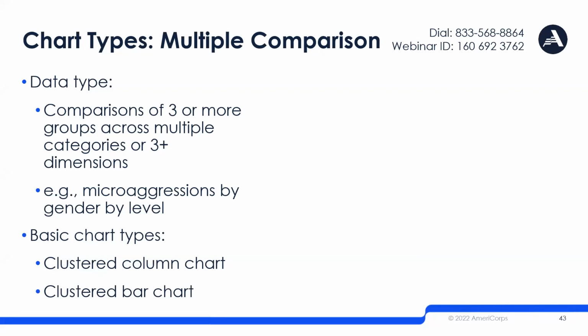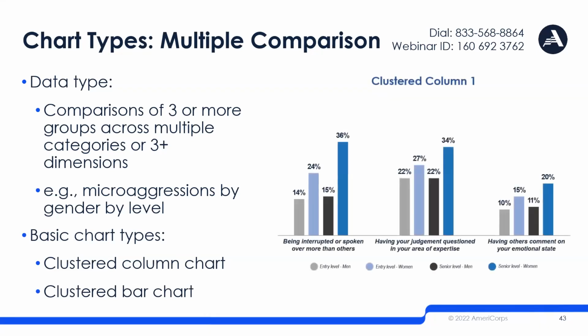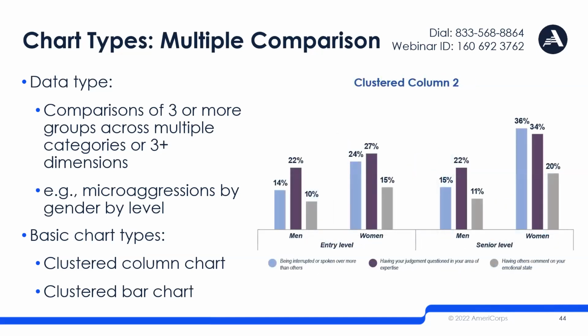Here you see clustered column charts where I've changed the color scheme so that it's a little more obvious, and there are 2 subcategories: entry level men and women and senior level men and women. And here's a variation of a clustered column chart where we have the categories and subcategories of employees directly labeled.